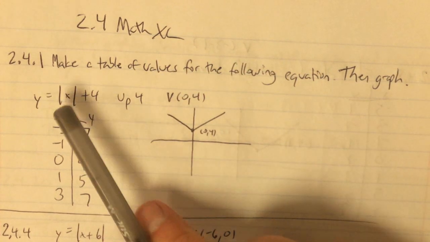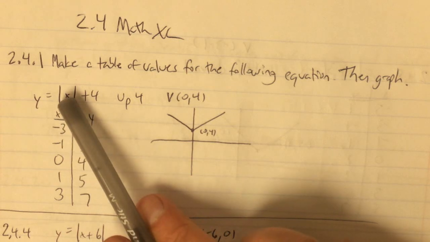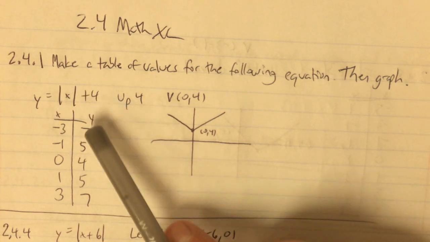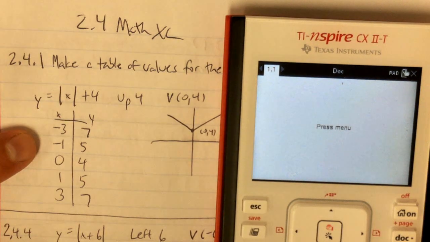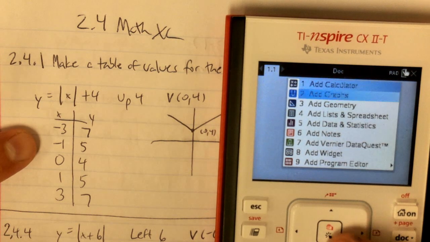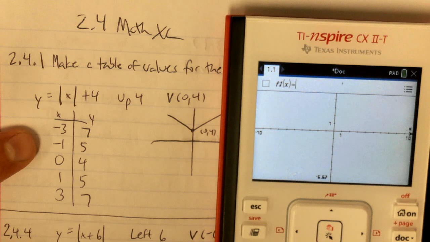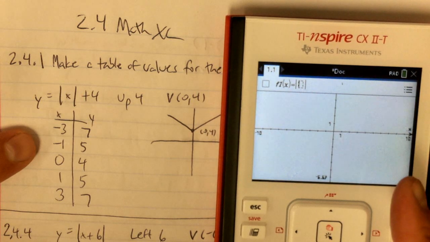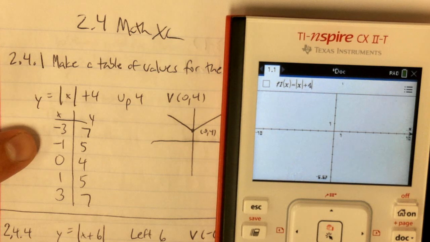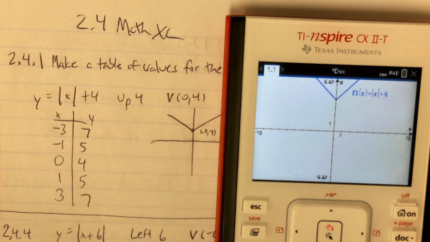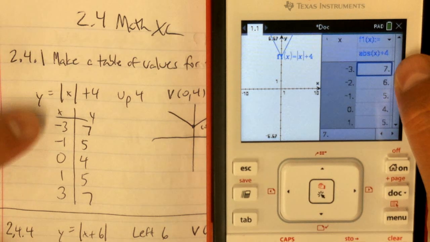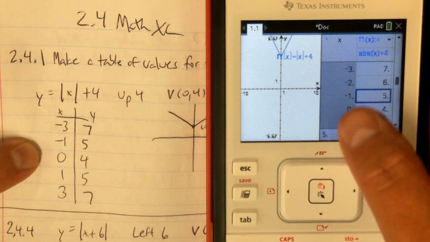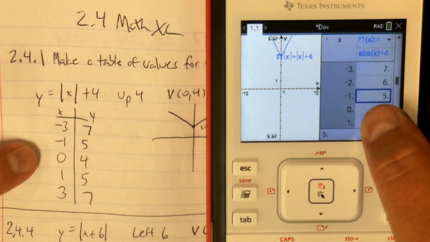So you can either do this mathematically and say -3, the absolute value is 3, plus 4 is 7, go through it that way, or on your table you go absolute value x plus 4, then go Control T, and so then you can see all your answers. At -3 it's 7, at -1 it's 5, etc.